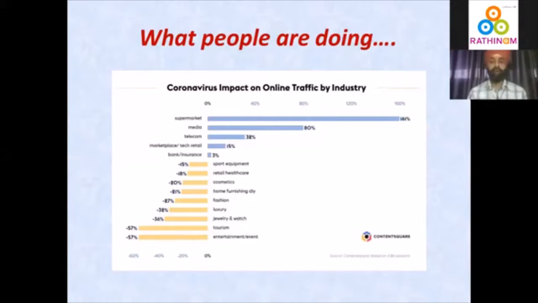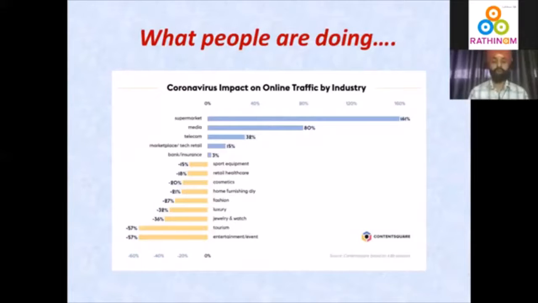Media, your online content, growth is 80%. You're stuck on your phones, let it be for education, let it be for your content, let it be for movies, for serials, for WhatsApp, 80% growth.